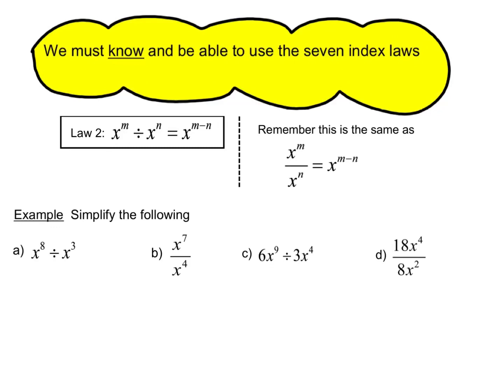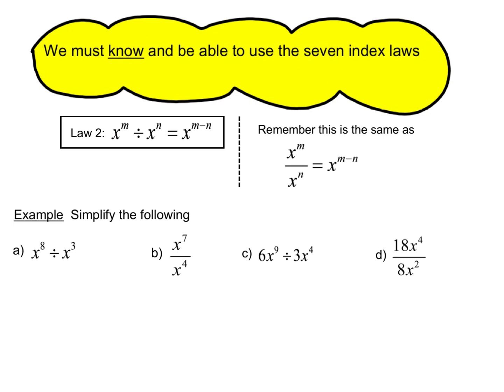We're now going to go on and look at the second of the index laws. So our second law is to do with division of indices. Here we have x to the power of m divided by x to the power of n. Now what happens when we do that is we simply subtract the index numbers.